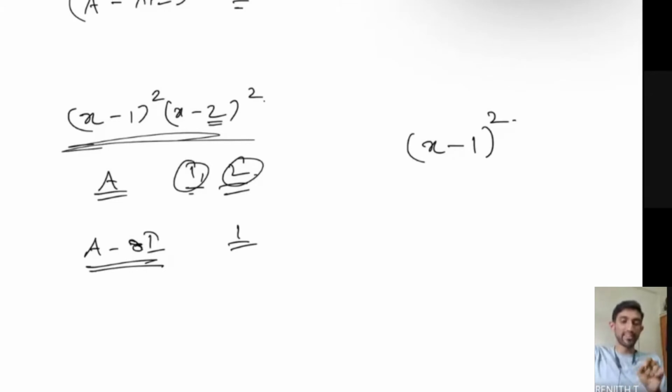Similarly, another eigenvalue is 2. Then find A minus 2I. If its eigenspace has 2 dimensions, then it is diagonalizable in that part, and the minimal polynomial will be x minus 2. If its dimension is only 1, that means it is not diagonalizable and its minimal polynomial will be (x minus 2) whole square.